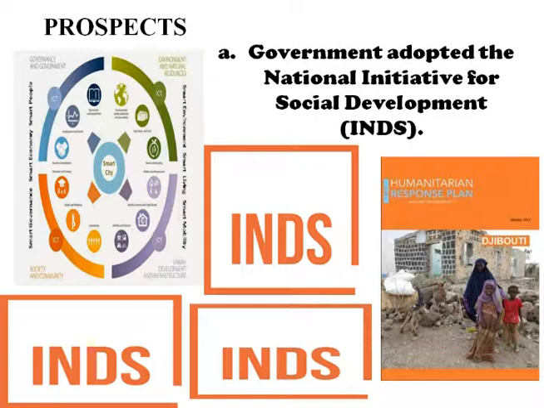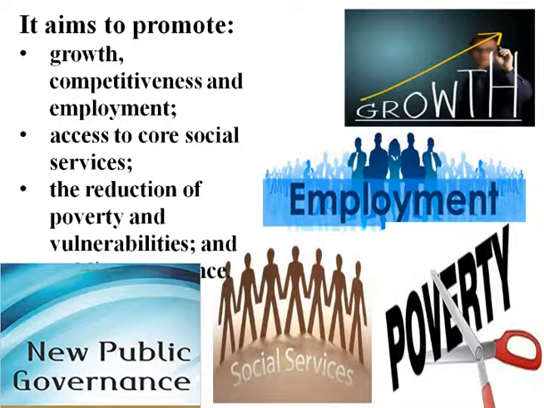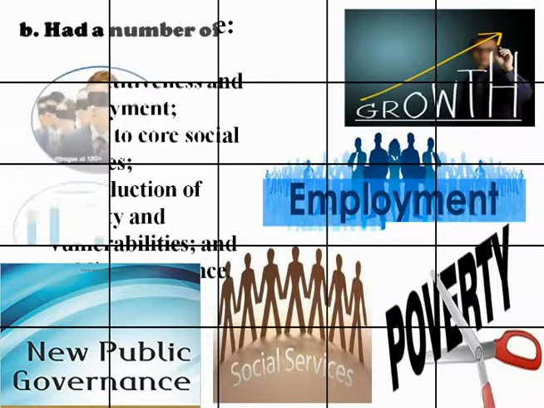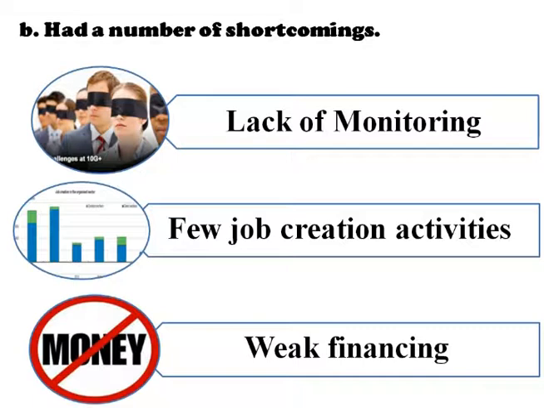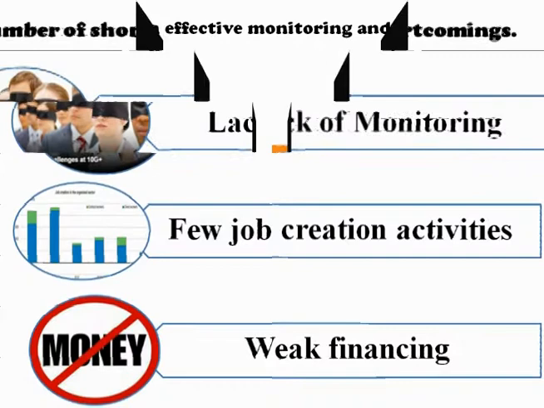Djibouti and its prospects. In 2007, the government adopted the National Initiative for Social Development, or INDS, which is Djibouti's Development and Poverty Reduction Strategy paper. The overriding aims are to promote growth, competitiveness and employment, access to core social services, the reduction of poverty and vulnerabilities, and public governance. The first version, which covered the period 2008 to 2012, had a number of shortcomings, including the lack of a monitoring and evaluation mechanism, weak financing, and a failure to prioritize the different elements of the program.